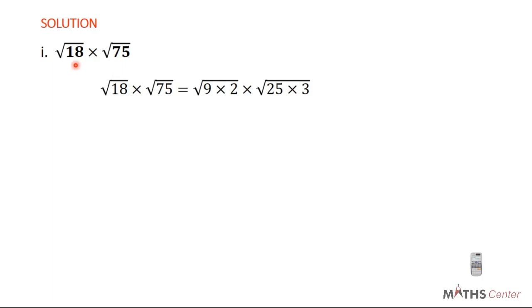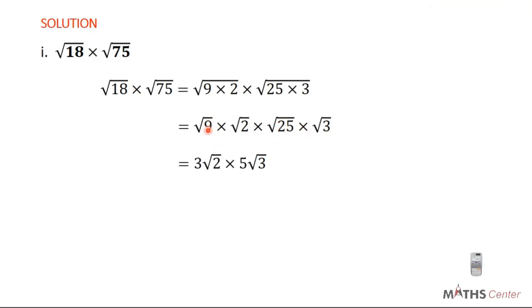So you will know that if you are breaking 18 down, we are going to have 9 times 2. Then the multiplication sign is already here, so we bring that. Then square root of 75 will give us square root of 25 times 3. In previous videos, I've explained how to use the calculator to get these two numbers. So if you watch that video, you see how these numbers were derived. Now, we expand this. So we are going to have square root of 9 times square root of 2 times square root of 25 times square root of 3.